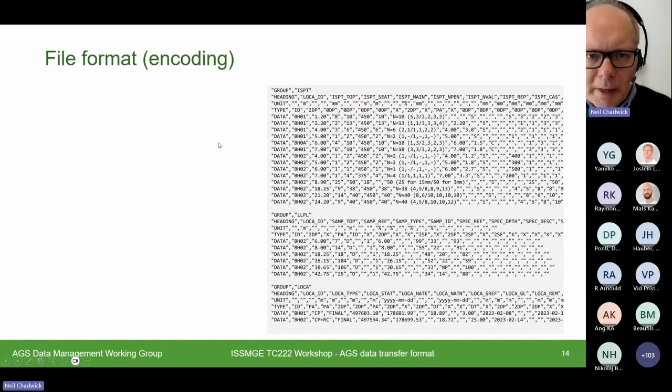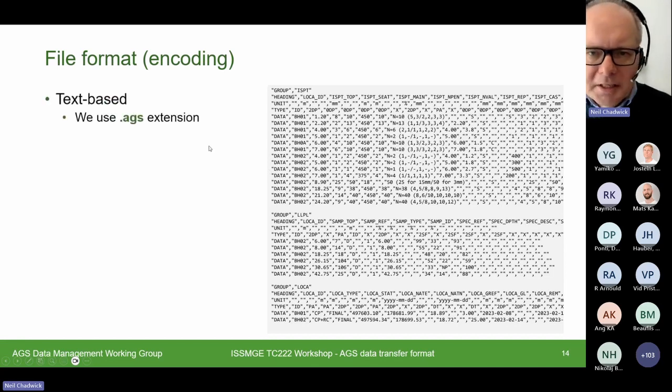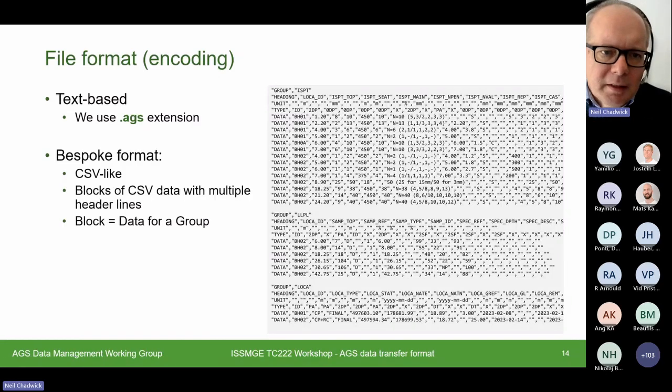In terms of the file format, so this is a snippet of a very, very simple AGS file, but it is essentially a text file. So you can open it in a text editor. We just happen to use .ags file extension for it. It is a bespoke format. It looks a lot like CSV. In fact, we call it CSV-like. It's essentially blocks of CSV data, although they do also have multiple header lines, as you can see if you look carefully. And each block here is the data for a particular group.